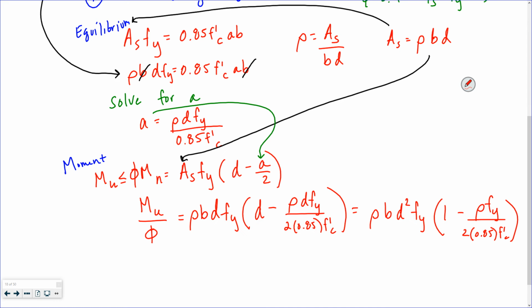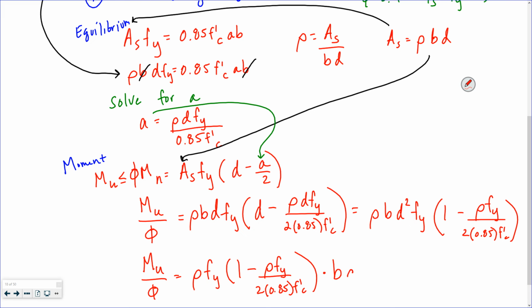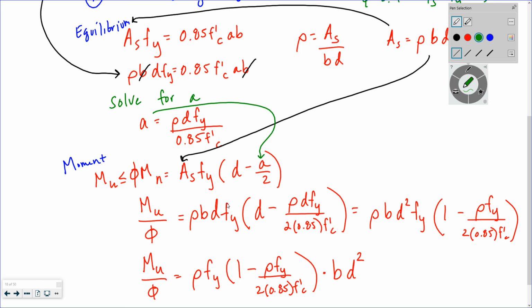And what I want to get to, my ultimate goal right here, is I'm going to get something times B D squared, because earlier I said there should be a relationship between B and H, and D is pretty similar to H. So my ultimate goal is Mu over phi is equal to rho Fy times 1 minus rho Fy over 2 times 0.85 F prime C, times B D squared. I draw a little box.